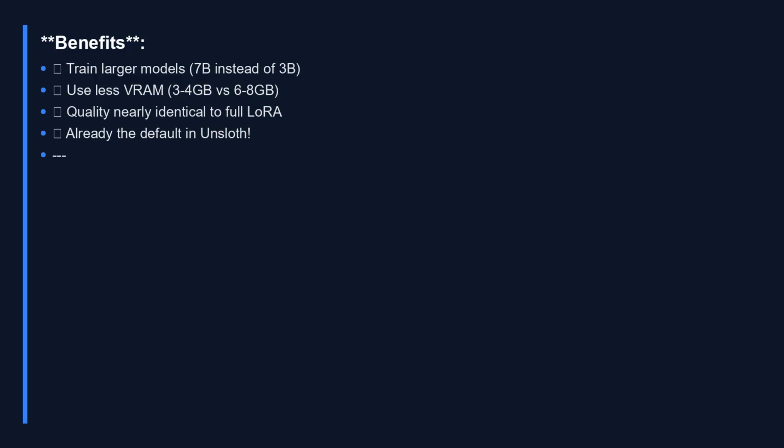The practical payoff is significant. You can train a 7B model where you'd otherwise only fit a 3B. VRAM drops from 6 to 8 GB down to 3 to 4 GB. Quality is nearly indistinguishable from full precision LoRA. And here's the thing. If you've been following this course, you're already using QLoRA. It's Unsloth's default. You've been getting these benefits from day one.